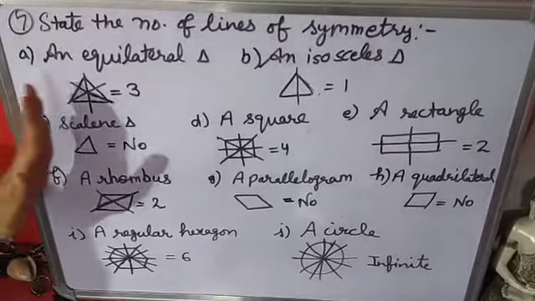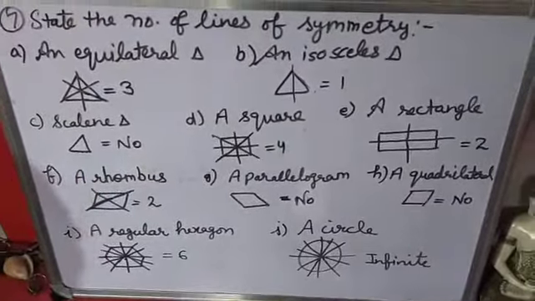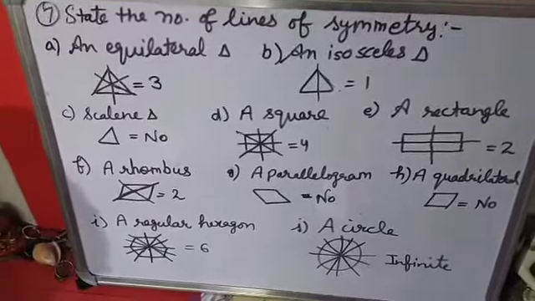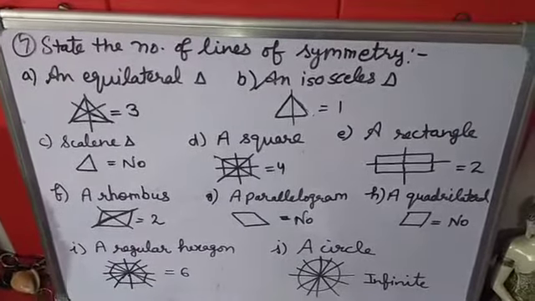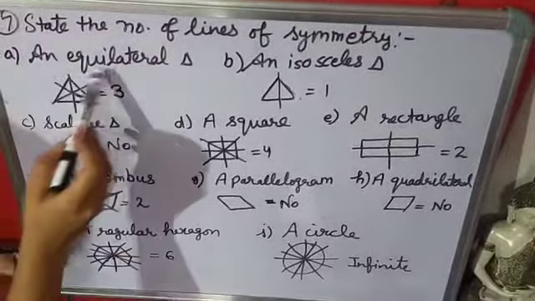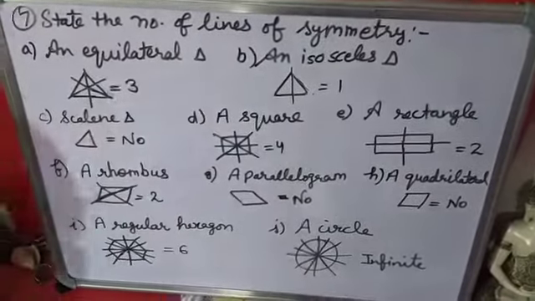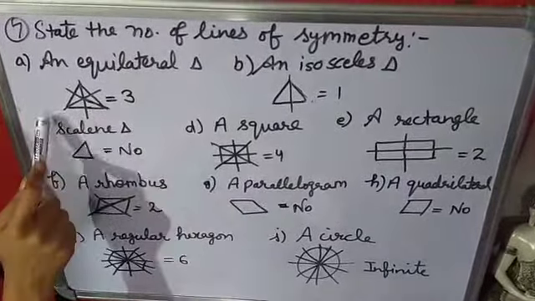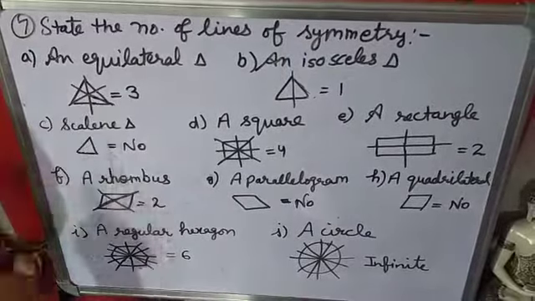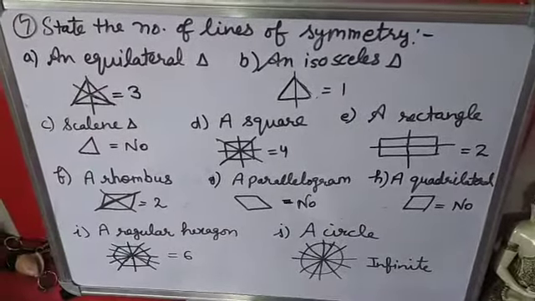Seventh question is state the number of lines of symmetry. Now 7, 8, 9, 10. These four questions you have to do in notebook. Okay. Now first an equilateral triangle. First of all draw an equilateral triangle. In equilateral triangle there are three lines of symmetry because all sides are equal in equilateral triangle.